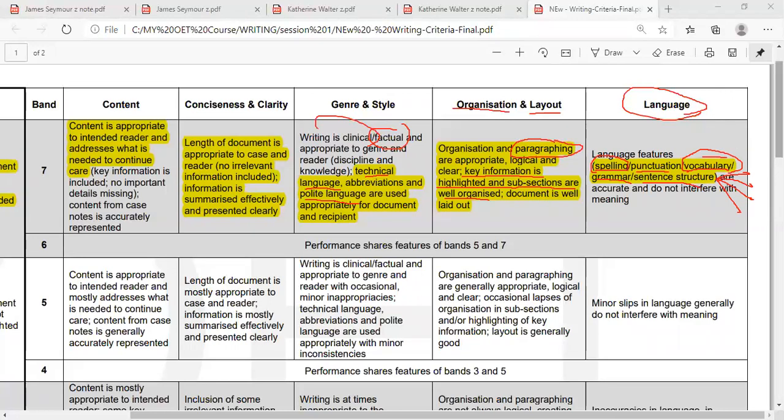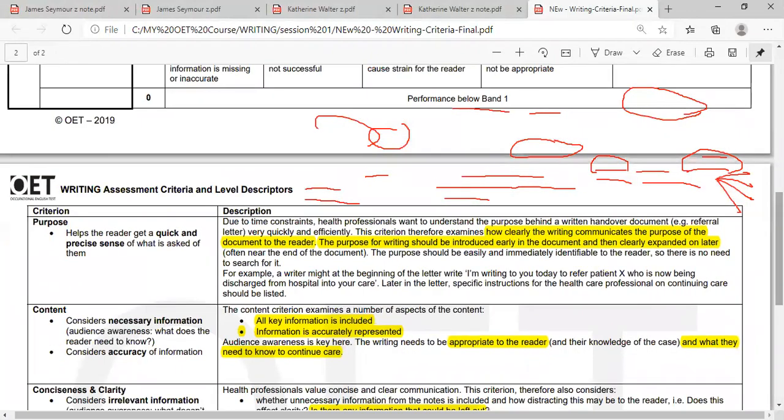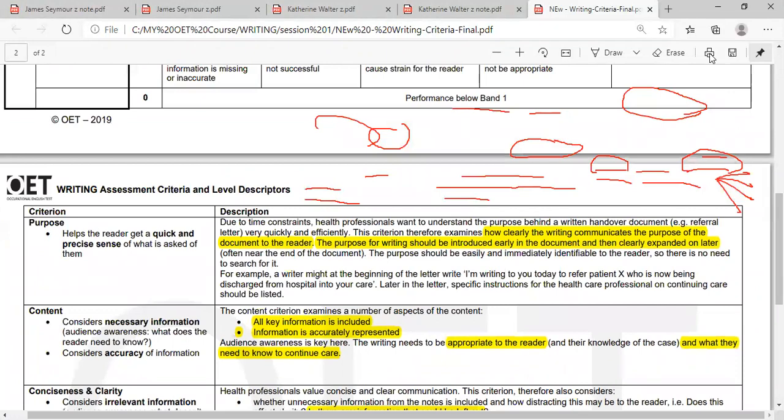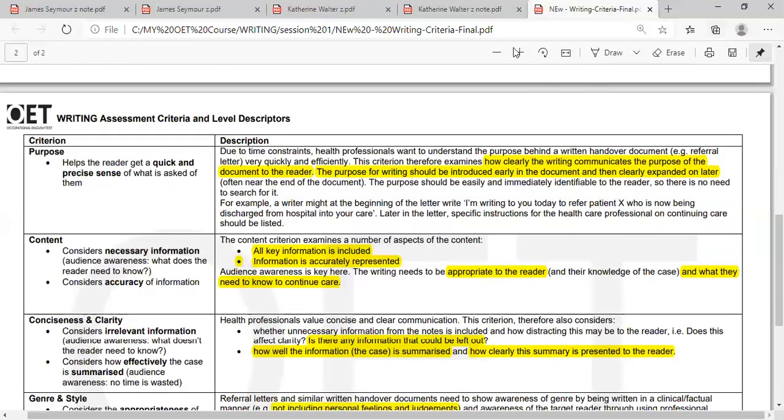All right, let's move on now to the most important and the most critical point in the assessment criteria, which is the purpose. Let's read it together. Purpose helps the reader get a quick and precise sense of what is asked of them. Due to time constraints, health professionals want to understand the purpose behind a written handover document or referral letter very quickly and efficiently. This criterion therefore examines how clearly the writing communicates the purpose of the document to the reader.